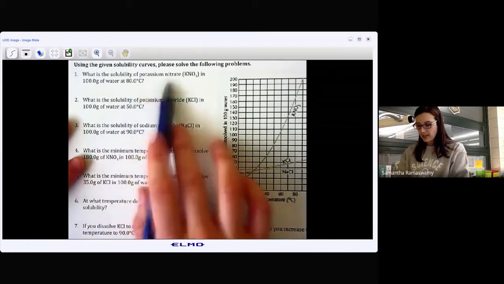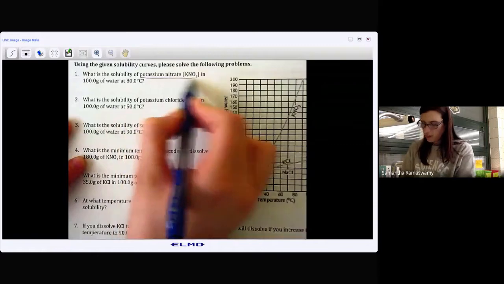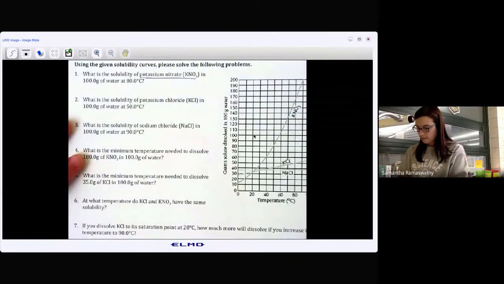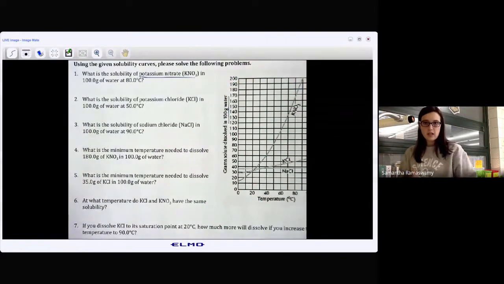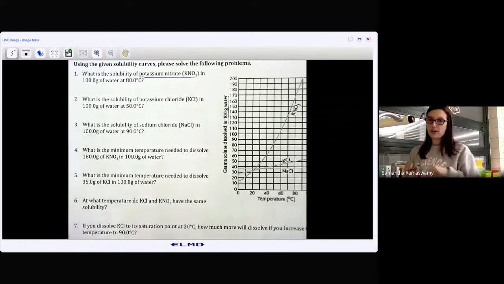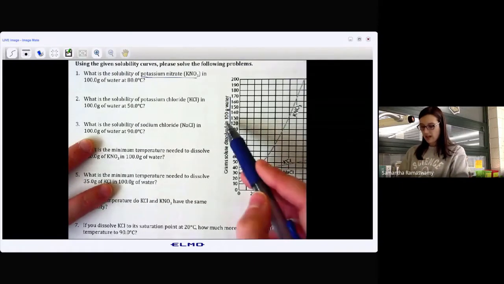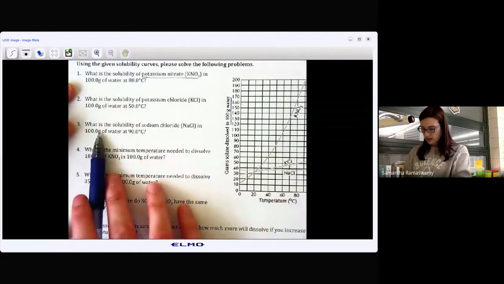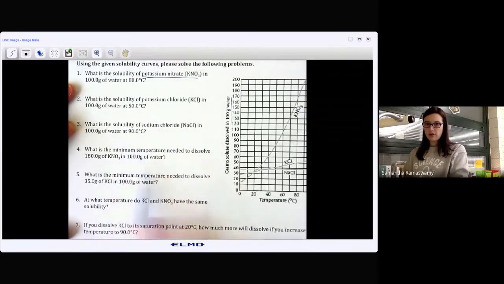Okay, so let's unpack this question a little bit. I'm focusing on the solubility of potassium nitrate, but then it says in 100 grams of water. Well, if we take a look at the solubility curve over here, it says grams of solute dissolved in 100 grams of water. So by reading this graph, we are already looking at 100 grams of water. Notice how in number 1, 2, 3, 4, 5, they all say in 100 grams of water. That means just read the curve.